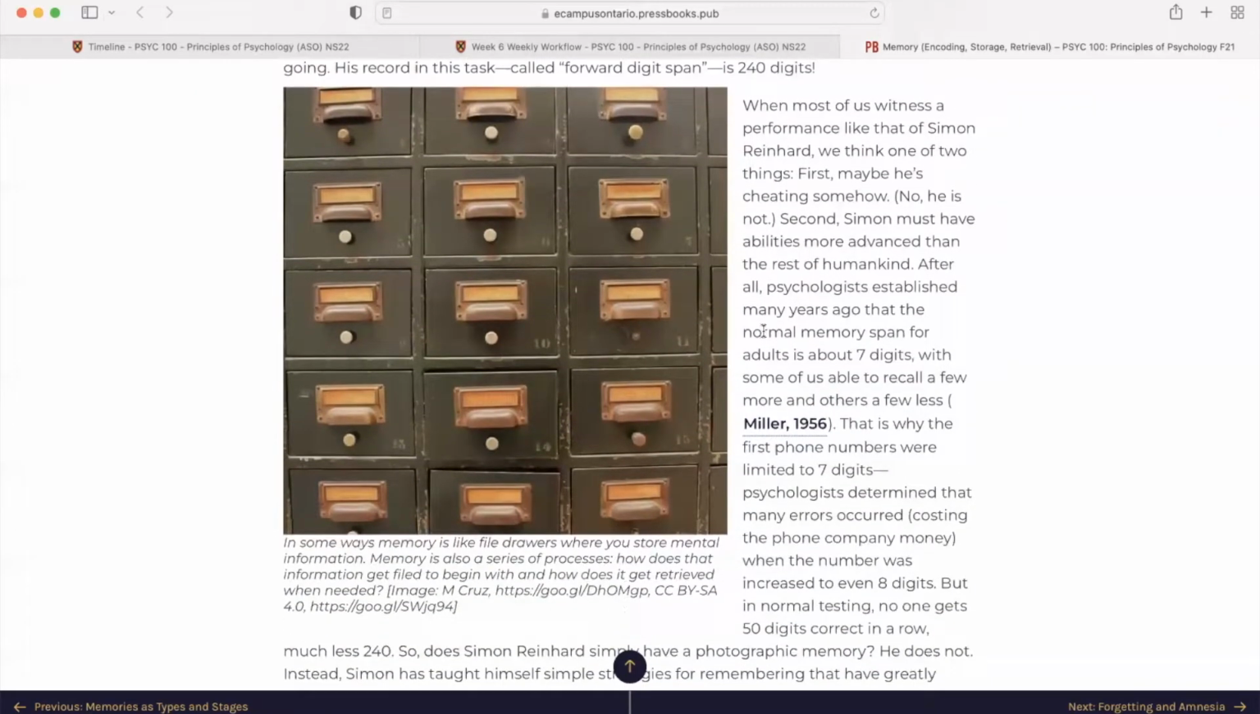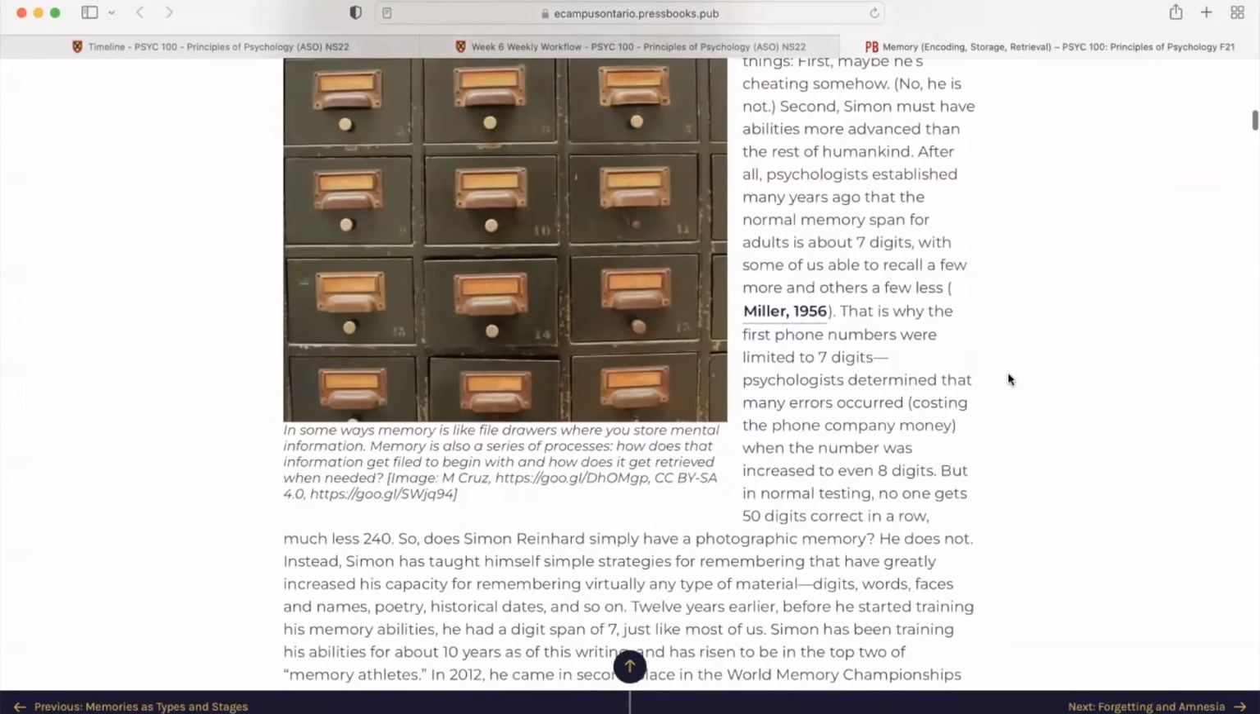When most of us witness a performance like that of Simon Reinhart, we think one of 2 things. First, maybe he's cheating somehow. No, he's not. Second, Simon must have abilities more advanced than the rest of humankind. After all, psychologists established many years ago that normal memory span for adults is about 7 digits, with some of us able to recall a few more and others a few less.